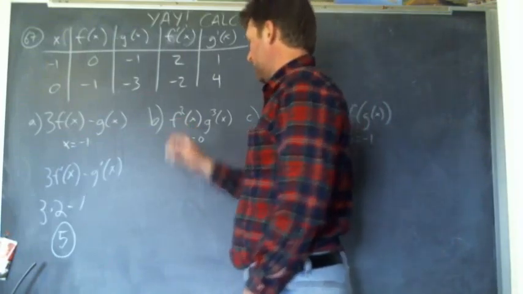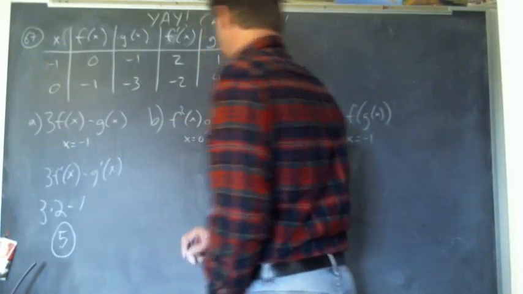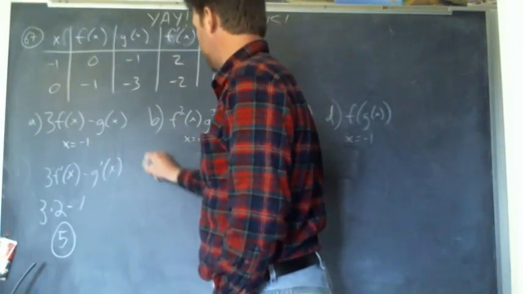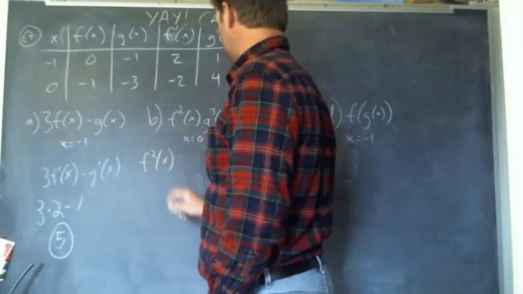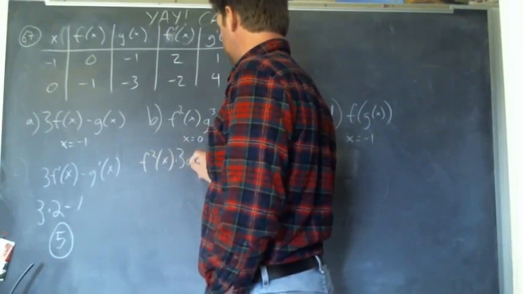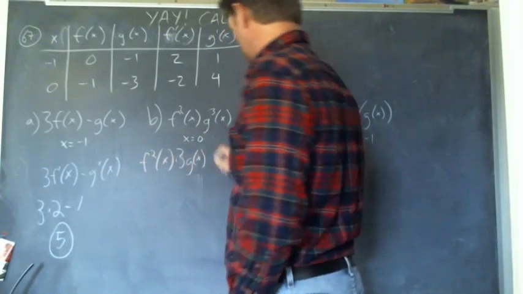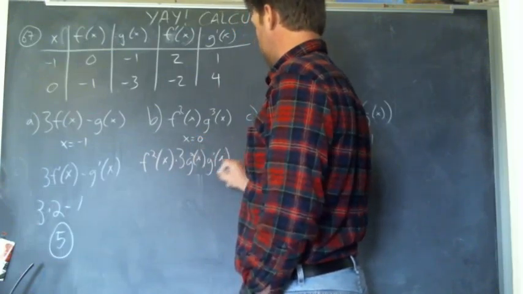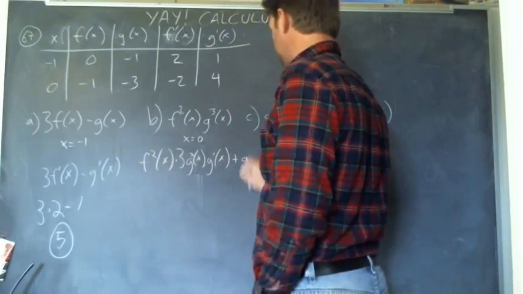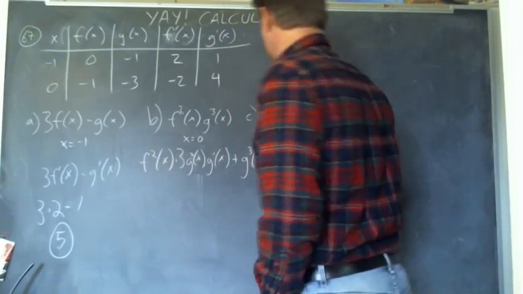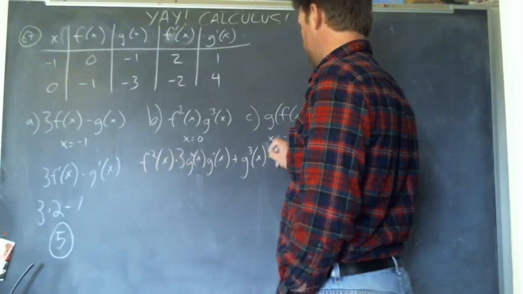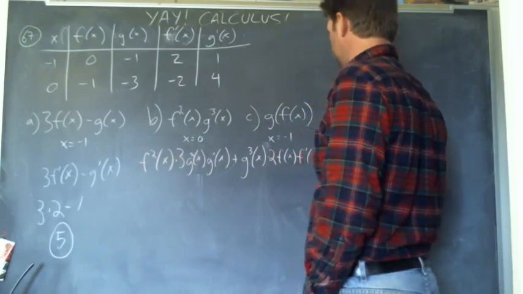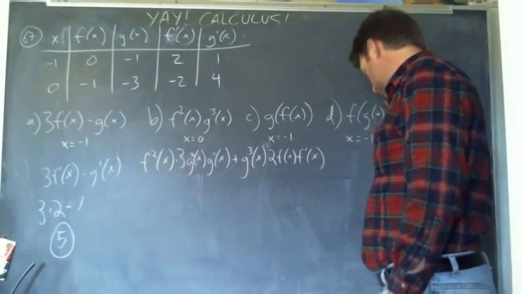B, derivative of f squared of x times g cubed of x. So we need product rule and power chain rule. So we have the first times the derivative of the second. It's going to be 3 g of x squared times g prime of x, plus the second times the derivative of the first. It's going to be 2 f to the first of x, f prime of x. Product rule, power chain rule.